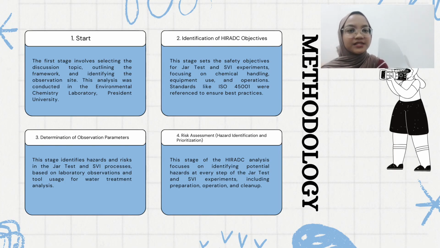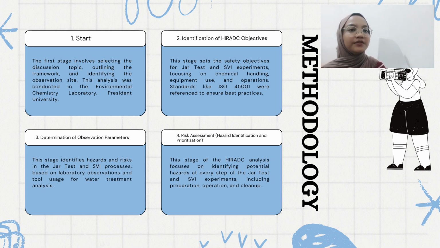My name is Aisyah B. Siswohartono, and next I want to explain about the methodology. The first one is start. The first stage involves selecting the discussion topic, outlining the framework, and identifying the observation site. This analysis was conducted in the Environmental Chemistry Laboratory, President University.